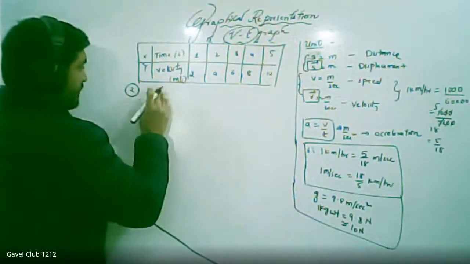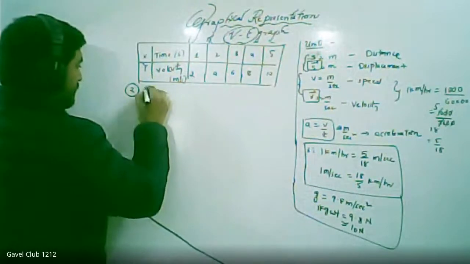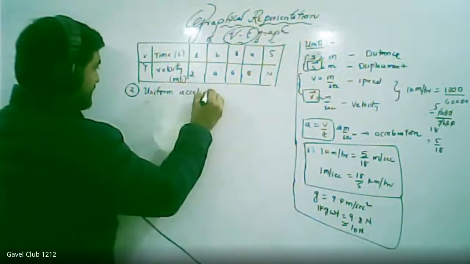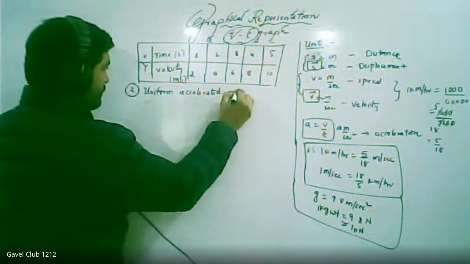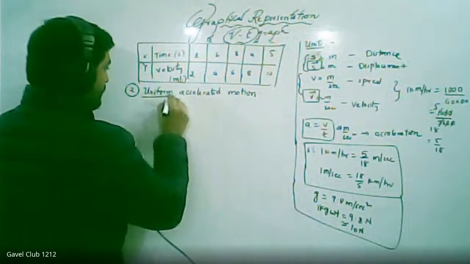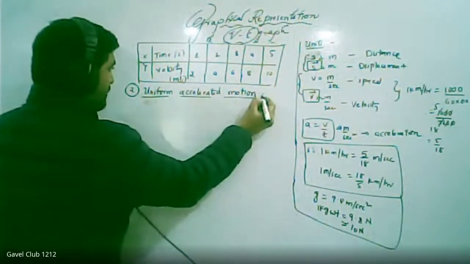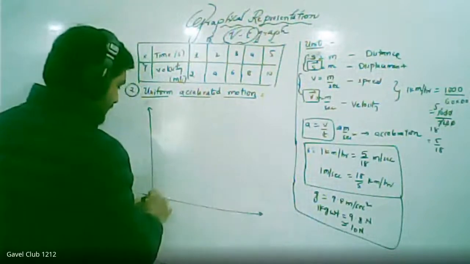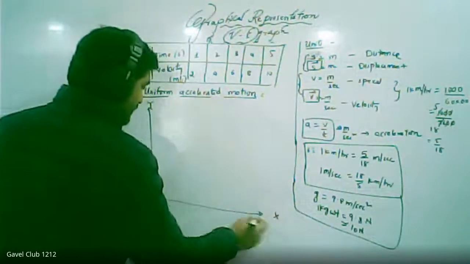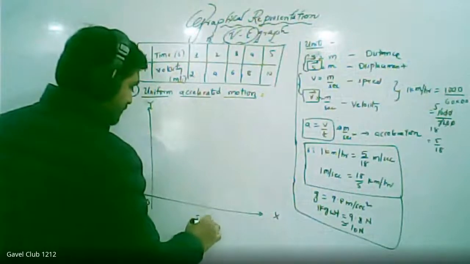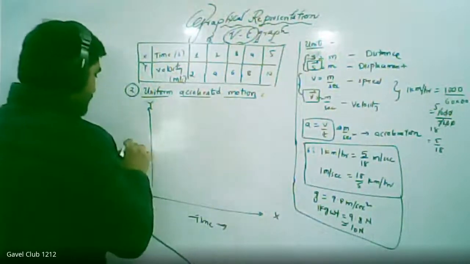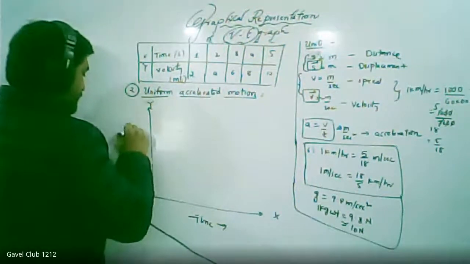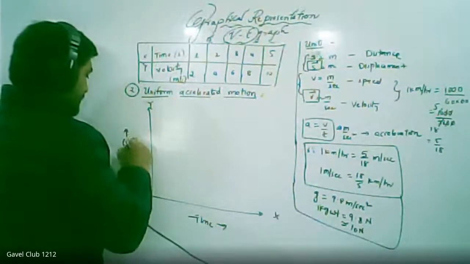Moving with uniform accelerated motion. So the second case is uniform accelerated motion. If you're talking about uniform accelerated motion, what happens in this? We take two axes, x-axis and y-axis. Here we take time on the x-axis, and velocity on the y-axis, in meters per second.